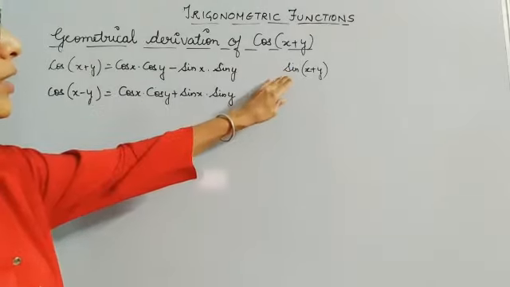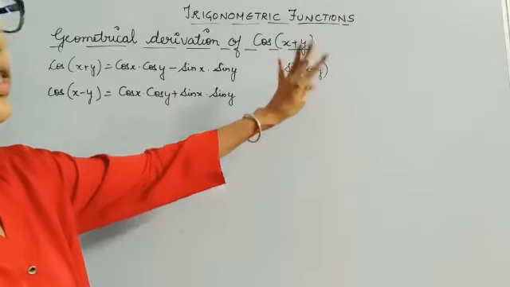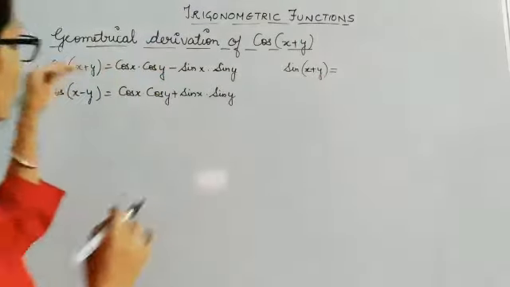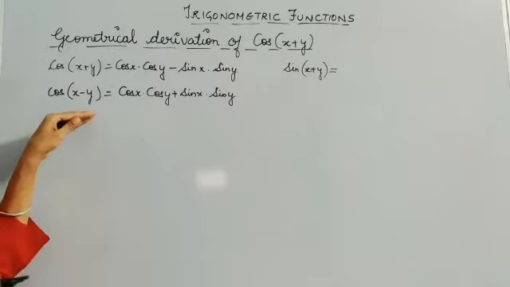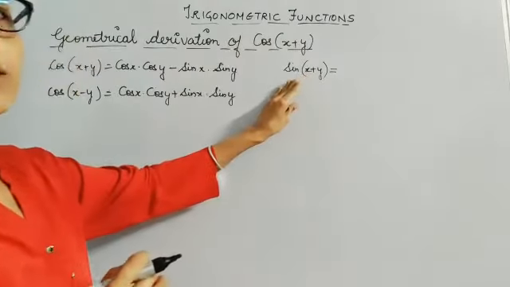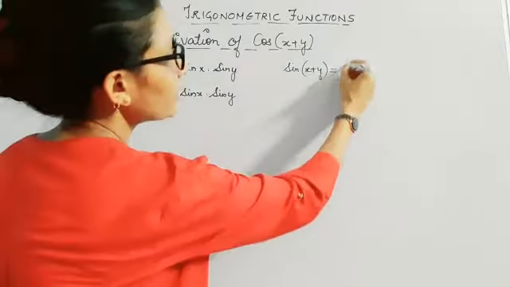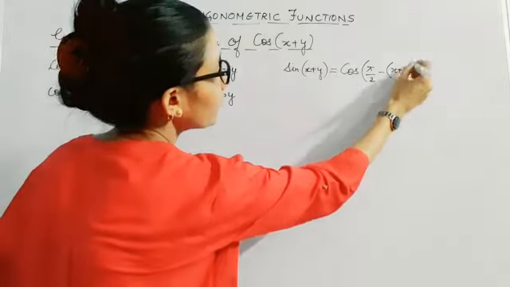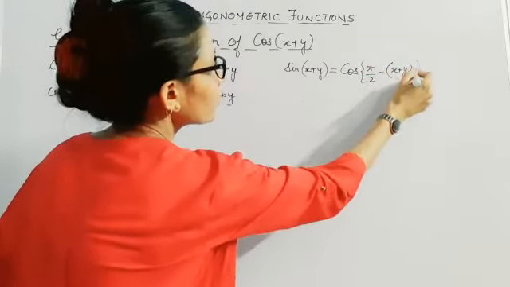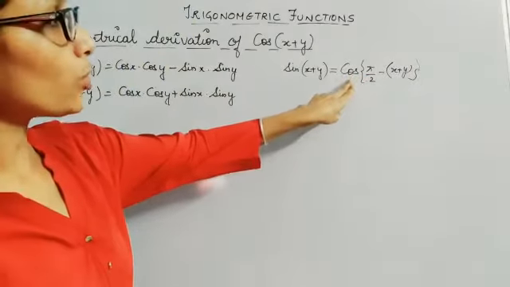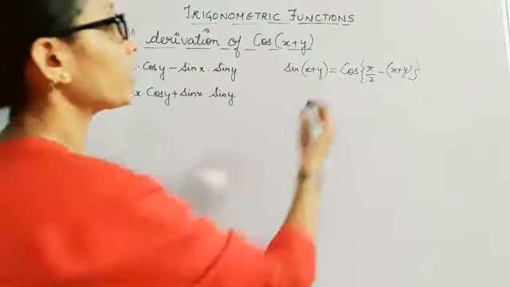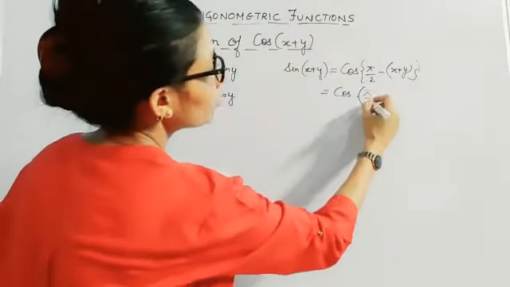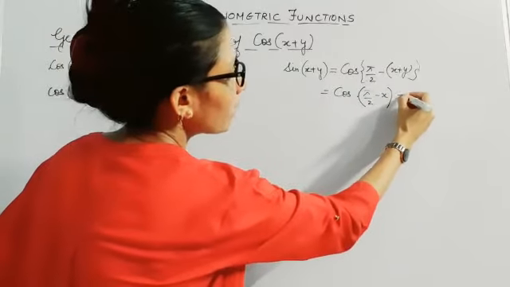Now see the third one, it is given sine of (x plus y). It is very simple to prove. Because I know the formula for cos(x plus y) and cos(x minus y), I will try to convert this into cos formula only. So I will be writing this sine(x plus y) as cos(pi by 2 minus (x plus y)). Now I can pair it up like this, (pi by 2 minus x) and minus y.